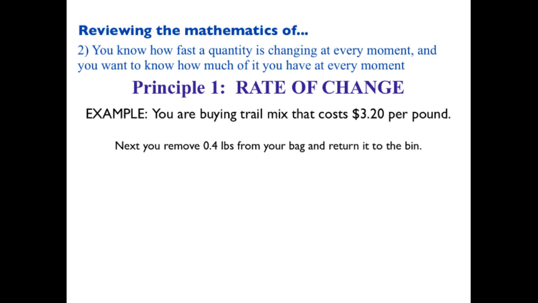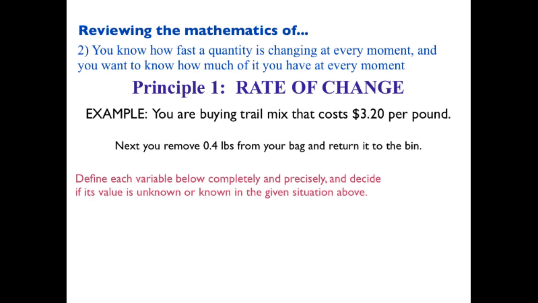Okay, so now, oops, got too much. So you take 0.4 pounds out of your bag and return it to the bin when no one's looking, okay? When no one's looking. So I want you to review the meanings of these variables and then decide if you know them or not. Know them in this situation, know what their current values are, okay? So review the meanings of these three and then decide now in this situation, do you know the values and what are they? Go.